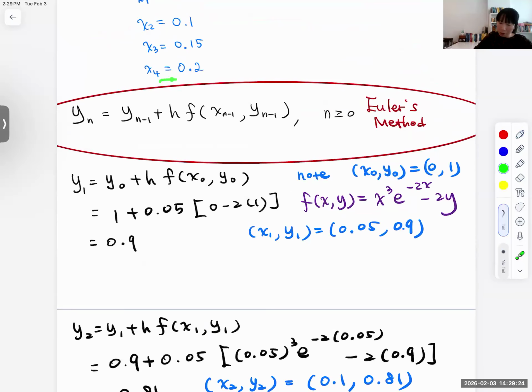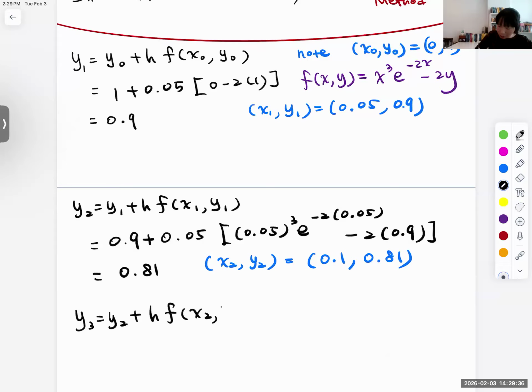All right, so let us do a couple more. So y sub 3 equals y sub 2 plus step size times f of x sub 2, y sub 2, which is y sub 2, 0.81, plus step size 0.05. Now the function: x sub 2 is 0.1. So 0.1 to the third power e to the negative 2 times 0.1, minus 2y, which is 0.81, right? All right. Can you please calculate?